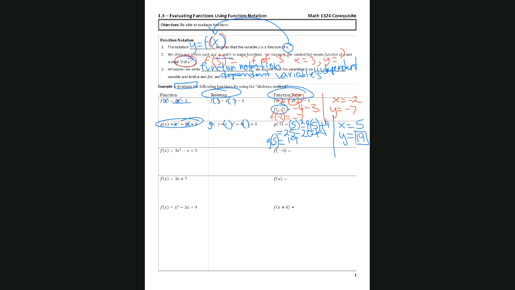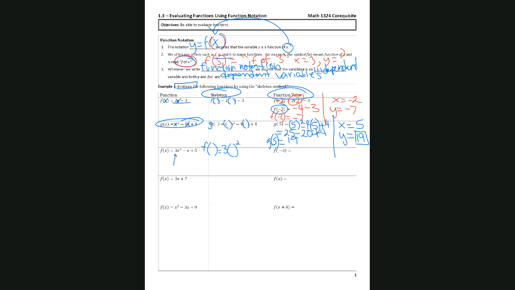Now let's move on to our next function. It's also a quadratic. So first we're going to focus on creating the skeleton. So f parentheses equal, we have a 3 for the coefficient right there. Then we come across an x, so I'm going to put a parentheses there, and we need to square it. So I'm going to make sure to have that outside my parentheses.